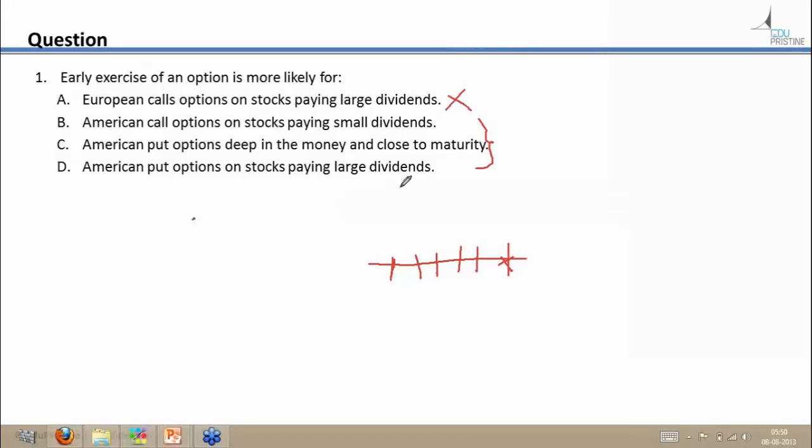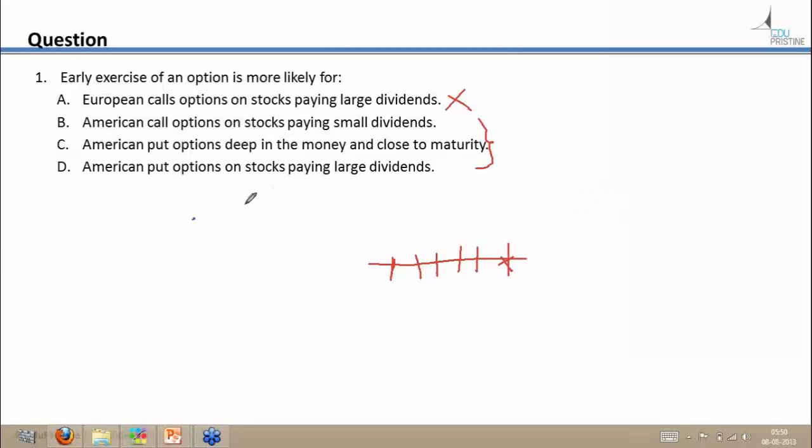So before we jump to the answer, let's look at all the options. Because we are trying to solve this, let's see what's the logic behind each option. Now it says American call options on stocks paying small dividends. Okay, now before we move, there is a concept of intrinsic value and extrinsic value.